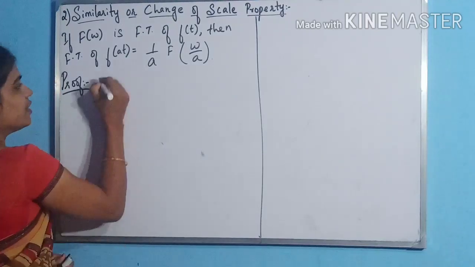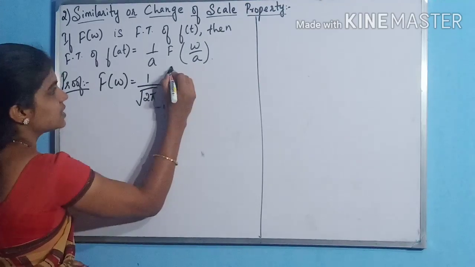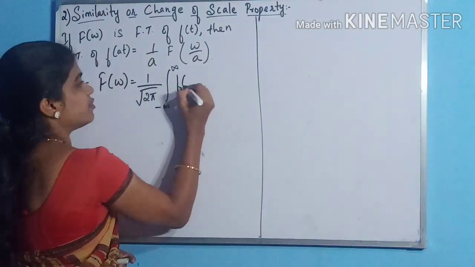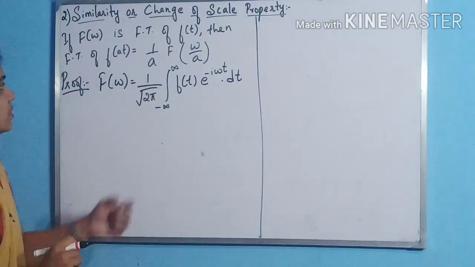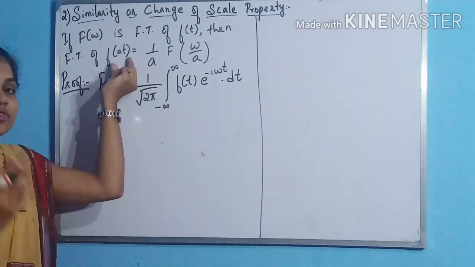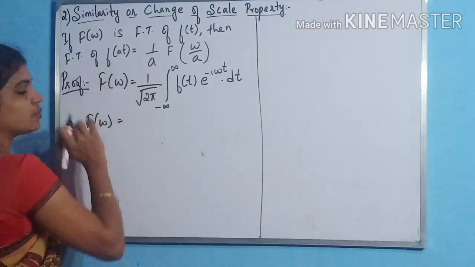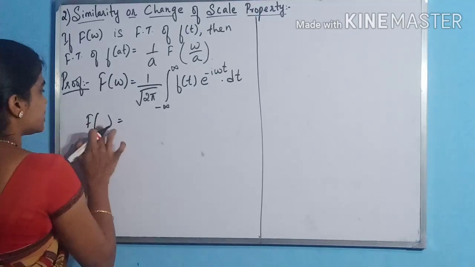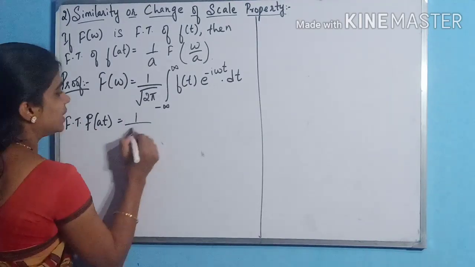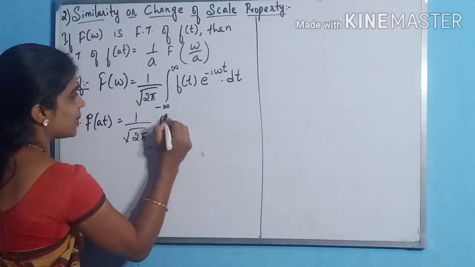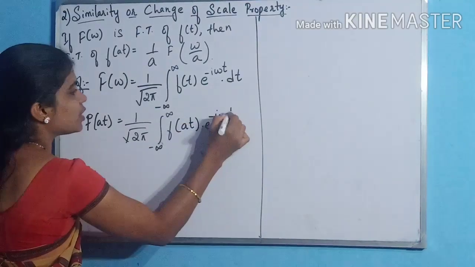So what is the definition? F of omega is equal to 1 by root 2 pi, integration minus infinity to plus infinity, f of t e raised to minus i omega t dt. Right? Now instead of f of t, what do we have? We have f of at. So the Fourier transform of f of at is equal to 1 by root 2 pi, integration minus infinity to plus infinity, f of at e raised to minus i omega t dt.